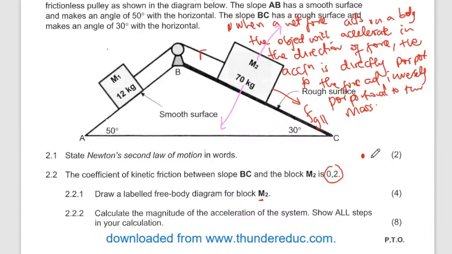So I'll say this is my F normal, this is my FG parallel, and that is my tension. And then this is going to be the weight, and I'm going to put the FG perpendicular. Is there friction? Yes. That means there's also another force, the frictional force. So we have around about 5 forces.